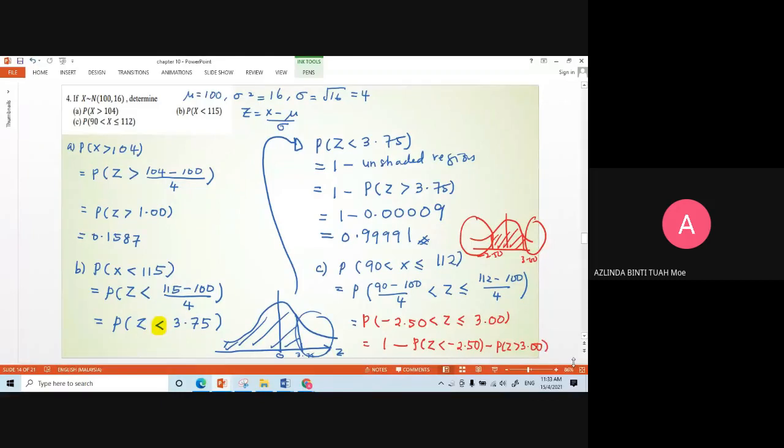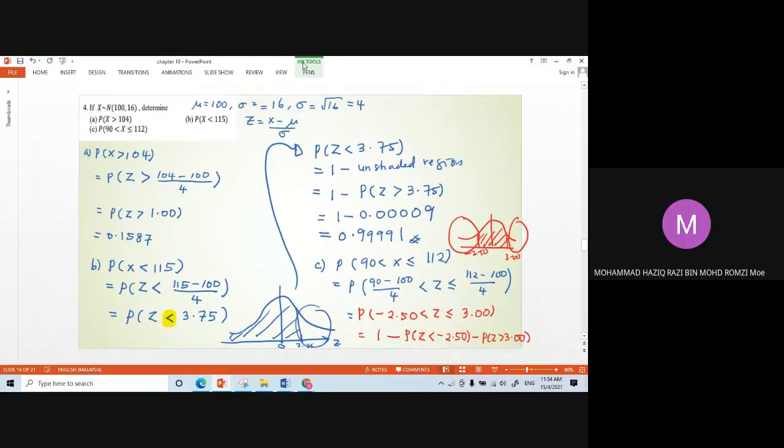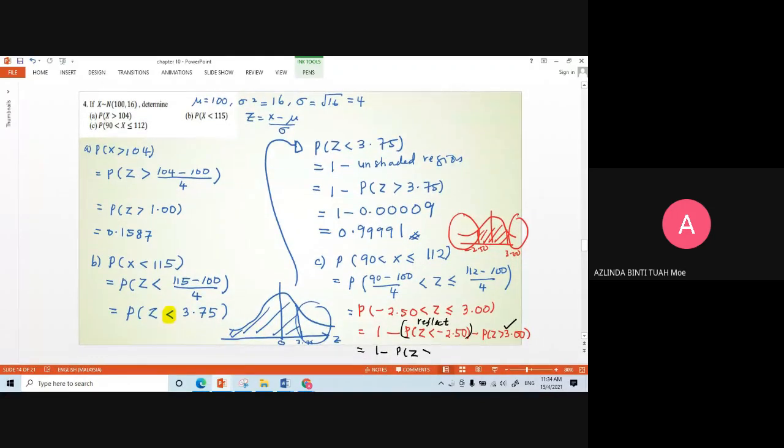3.00. Okay, once again look at the number semua. Yang negatif 2.50 tu negatif. Jadi what we can do for this part? Mana nak jadikan dia positif? Reflect. Okay, bahagian sini kita akan reflect. Yang sini boleh terus refer table nanti. So 1 minus reflect dia jadi P(Z greater than 2.50) minus P(Z greater than 3.00).